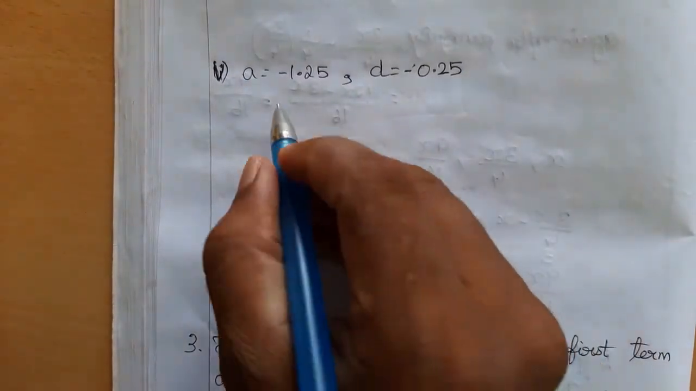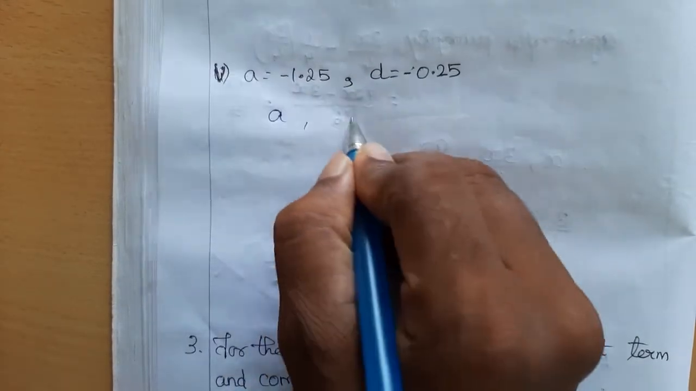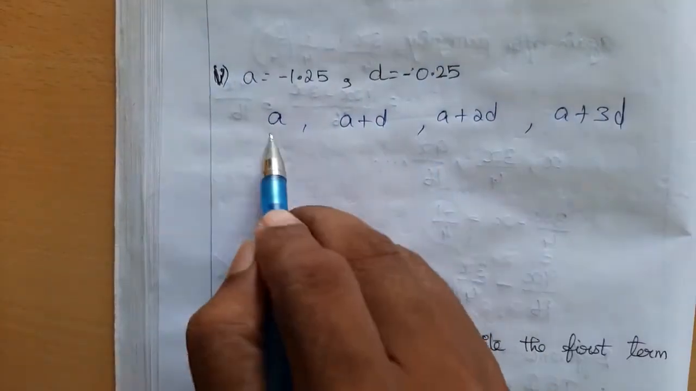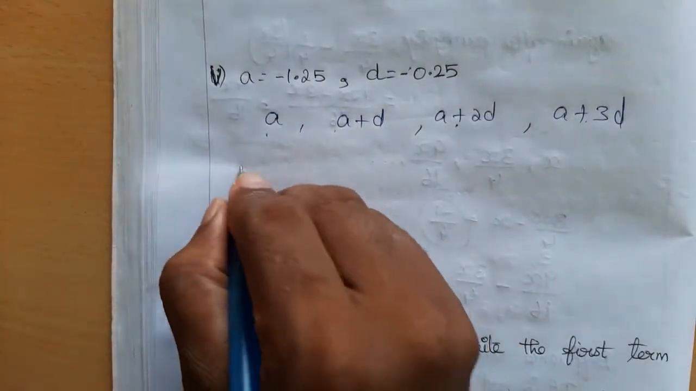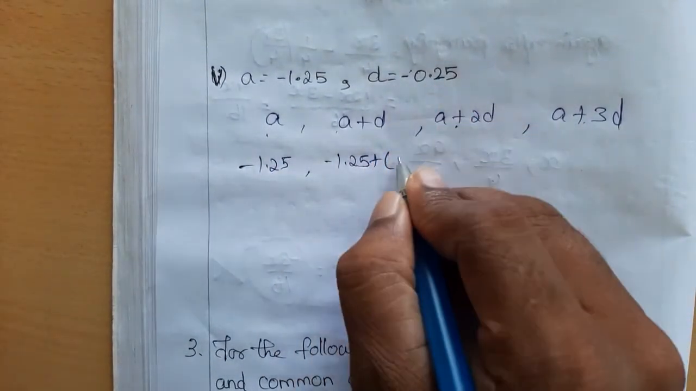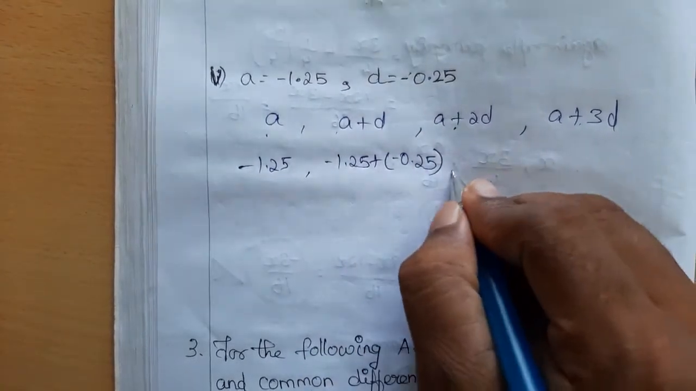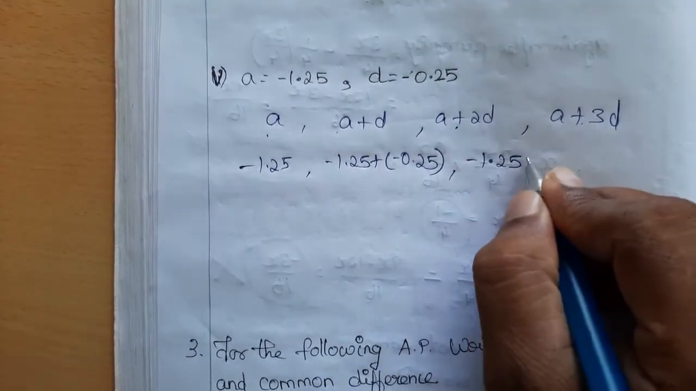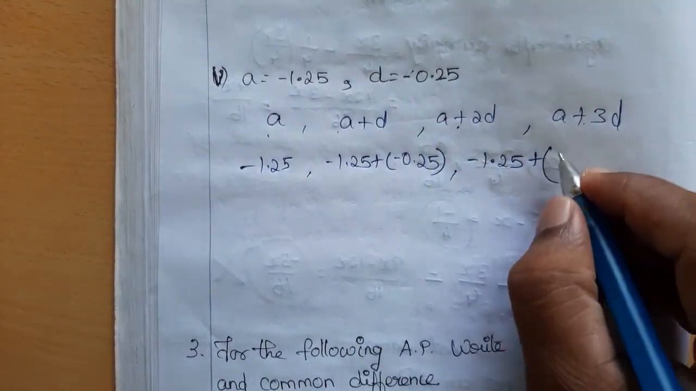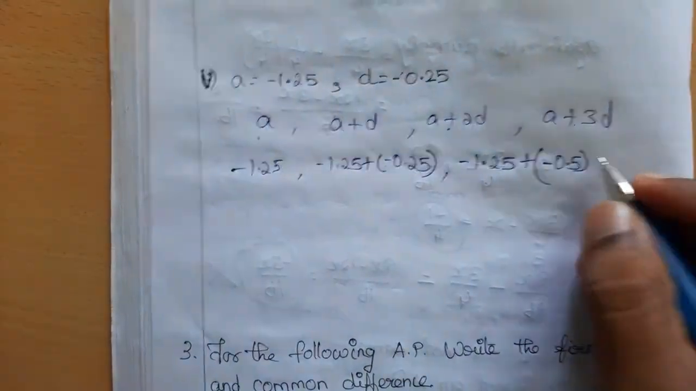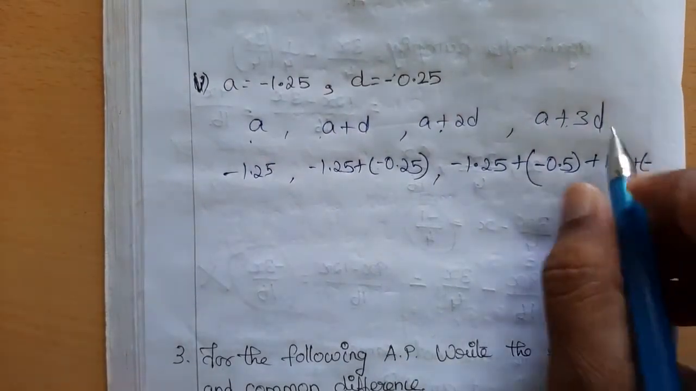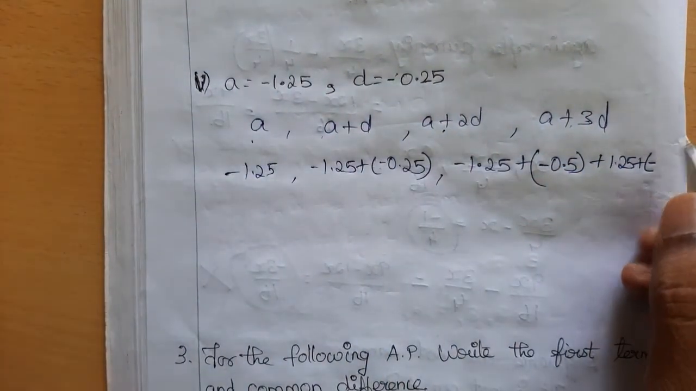So here you go for the next problem. The same, the first four terms. You know the general terms: A, A plus D, A plus 2D, A plus 3D. Four terms, first, second, third, fourth. Right? A is minus 1.25, minus 1.25 plus D, which is minus 0.25. Then A plus 2D is minus 1.25 plus 2 into minus 0.25, which is minus 0.5, and A plus 3D is minus 1.25 plus 3 into minus 0.25, which is minus 0.75.